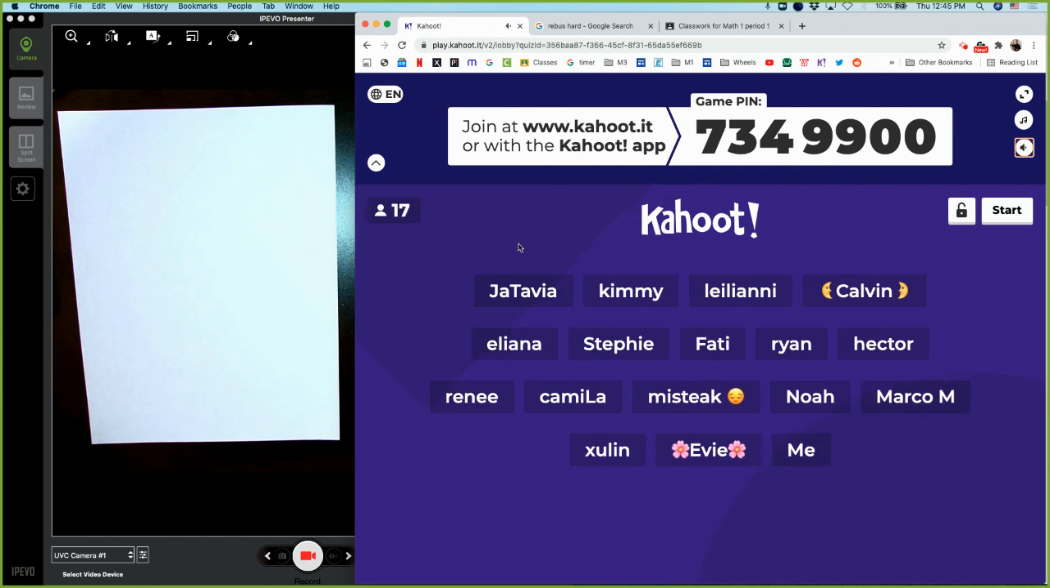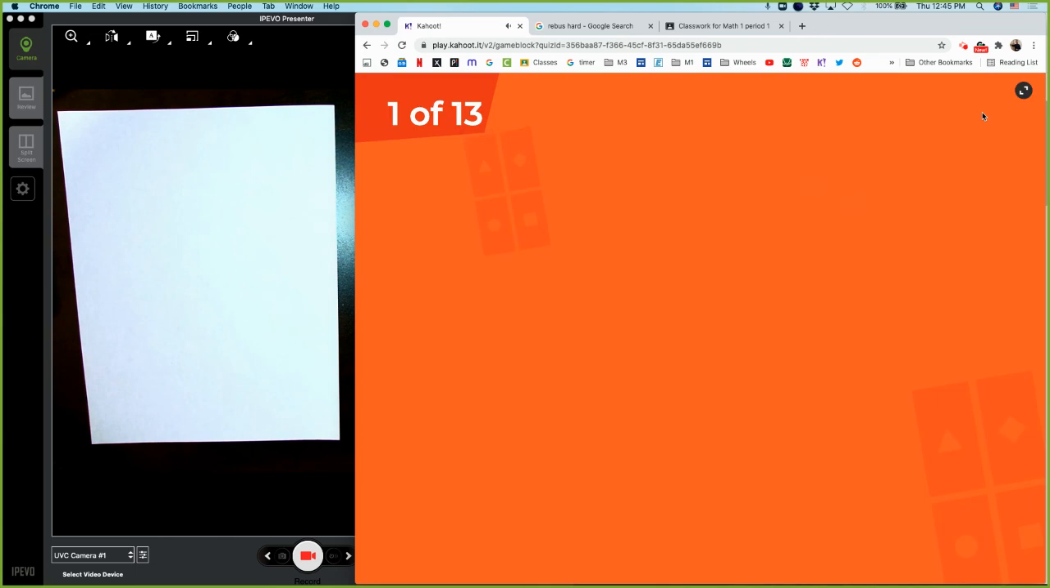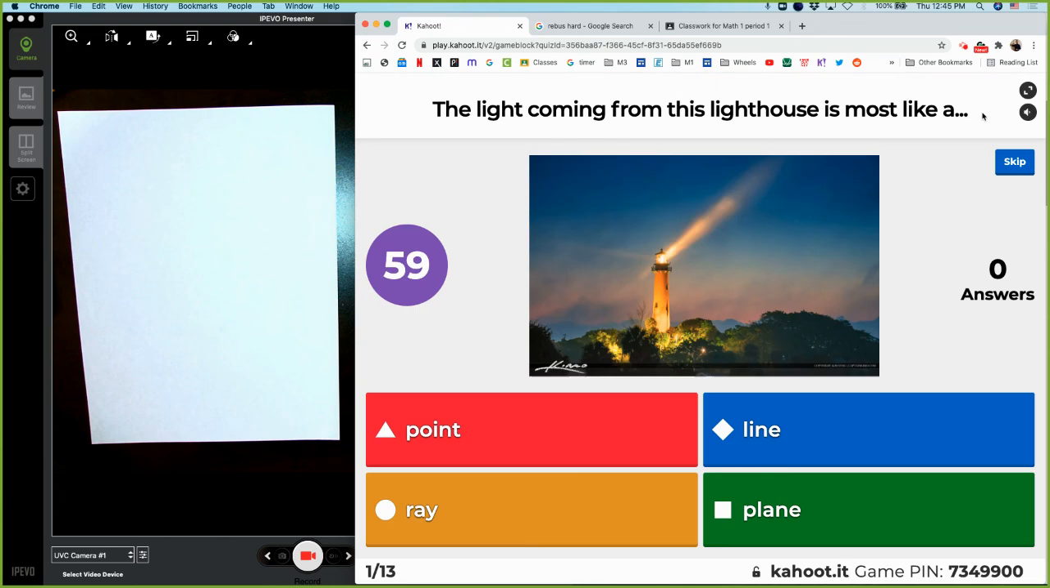All right, guys. Some people are saying they can't get in, so we're going to go ahead and start in 3, 2, 1. Let's do it. These aren't super crazy questions, so let's do our best. Some of them you just have to answer with the best option. The light coming from this lighthouse is most likely... What is the most likely answer, guys?